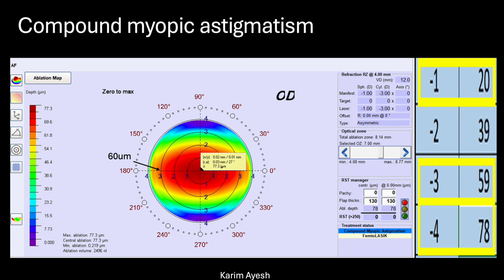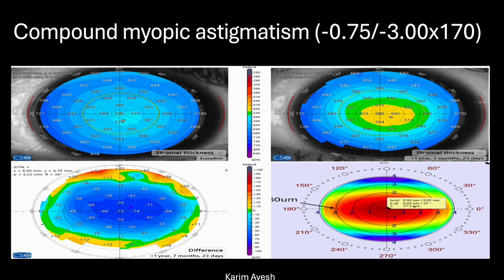But what happened? I concluded from this planning software that the machine ablates -3 cylinder on the flat meridian, 0, 180, and adds -1 on the central area. So all this meridian is -3, and the central area is -4, -1 plus -3. And here also a change on the stromal thickness map. If you notice here 77 in the central area as the planning software, the actual ablation is 73, which is a little bit less than the planned ablation.